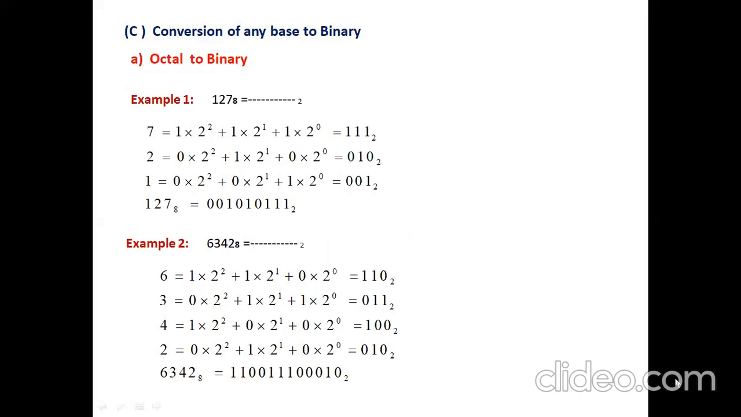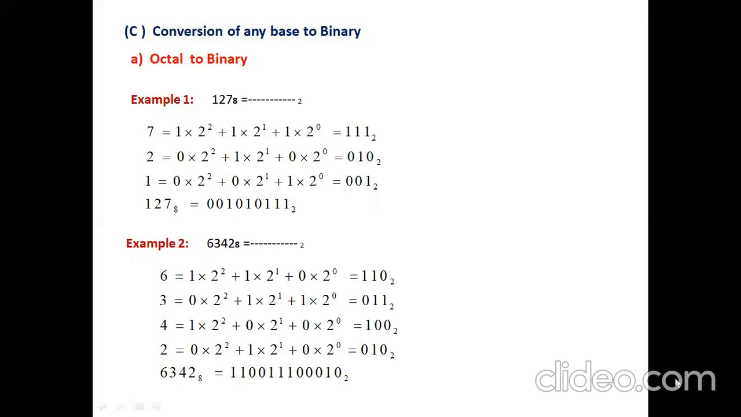So the example is given: 127 base 8 is equal to base 2. How are you going to convert? For this we should take each and every individual digit of base 8 separately. Let us take 1 first. 1 you have to represent in the form of 8421. It is octal, right?